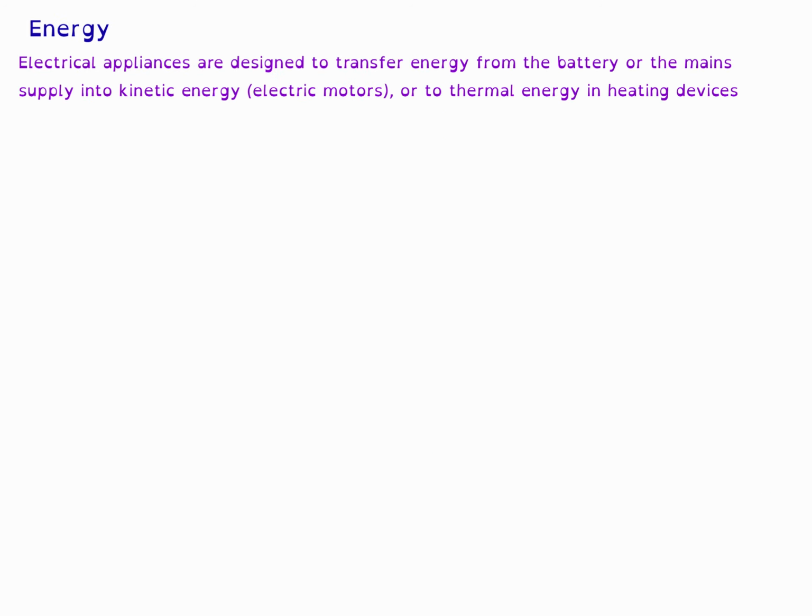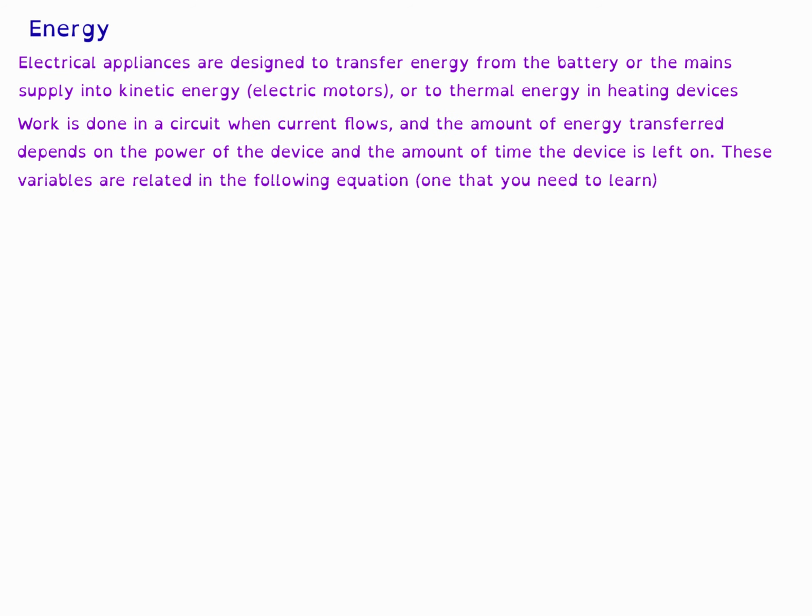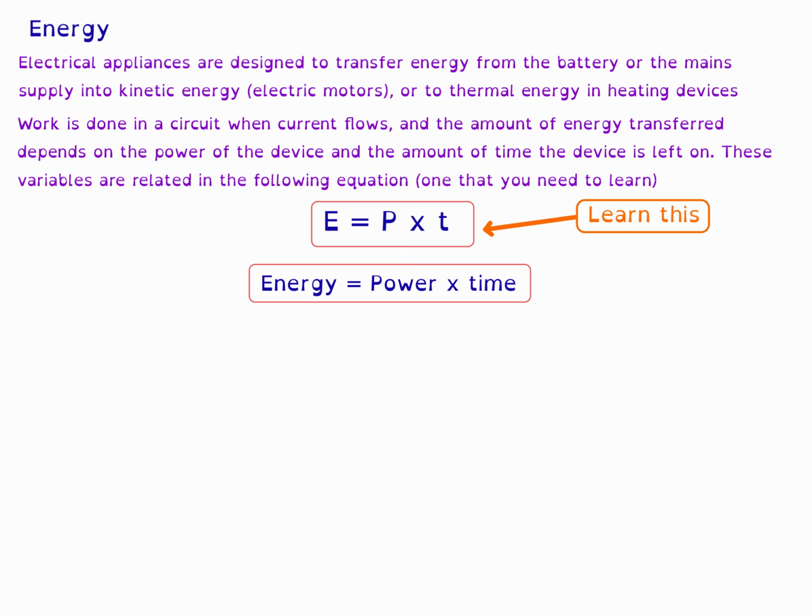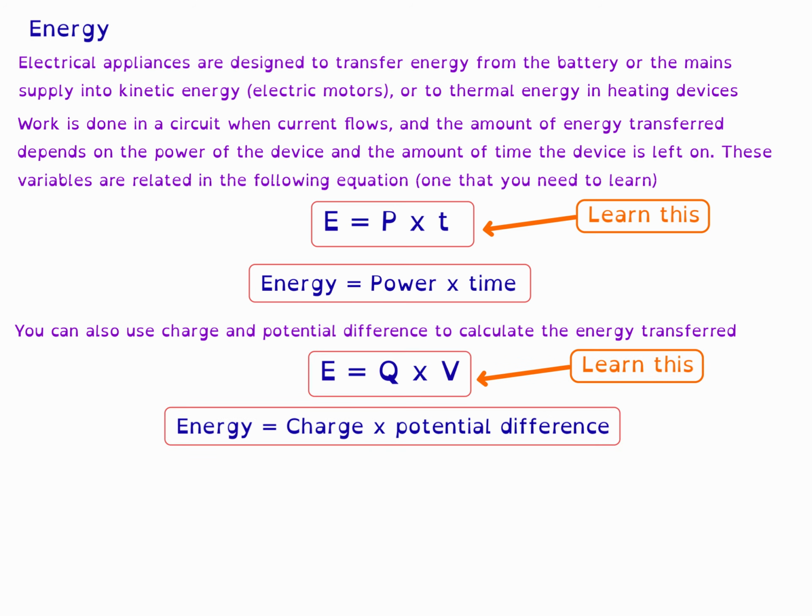Many electrical appliances are designed to transfer energy from the battery or from the main supply into kinetic energy, if it's an electric motor, or to thermal energy in heating devices. Work is done in a circuit when the current flows, and the amount of energy transferred depends on the power of the device and the amount of time that the device is left on. These variables are related in the following equation. Energy equals the power times the time. You can also use charge and potential difference to calculate the energy transferred. Energy equals the charge times the potential difference.